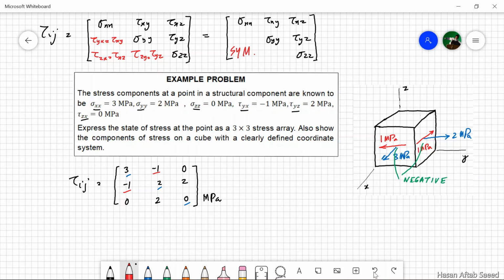Now tau yz and tau zy, again both are same. This is tau yz shown in the positive sense, and this is tau zy shown in the positive sense. Finally, tau xz and tau zx, they are 0, no need to show them. Again, to avoid clutter, we have only shown the stress components on the positive x, y, and z faces. We have corresponding stresses on the negative faces as well.